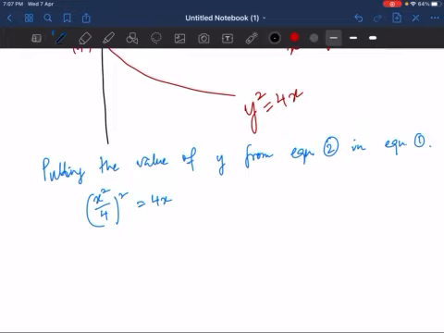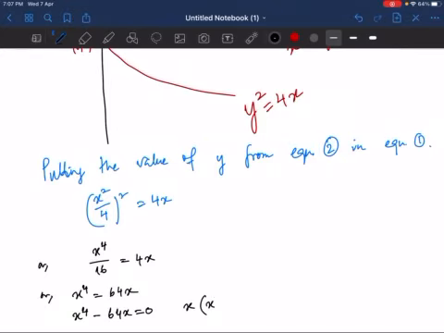So let's solve it. This becomes x square whole square, that is x to the power 4, and 4 square we have 16, and here we have 4x. So 16 you take to that side, so we have x to the power 4 is equal to 4 into 16, which is 64x. Now take 64x this side, so we have x to the power 4 minus 64x equal to 0. We should not cancel, we always write like this. Now we can take x common from both of them. If I take x common, we get x into x cube minus 64 equal to 0.